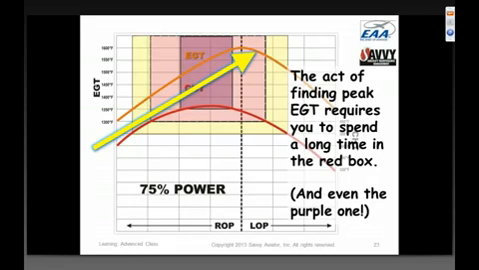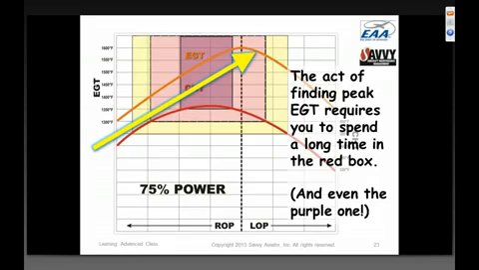And the problem is that if you do that at anything other than a very low power setting, you are very slowly moving the engine right through the red box and right through the purple box. You're very slowly putting the engine right where you don't want it to be. So I don't think it's a very good idea to use EGT as a leaning reference.